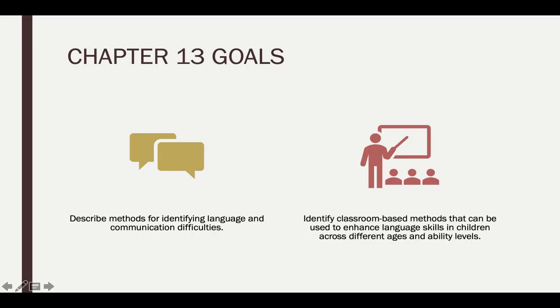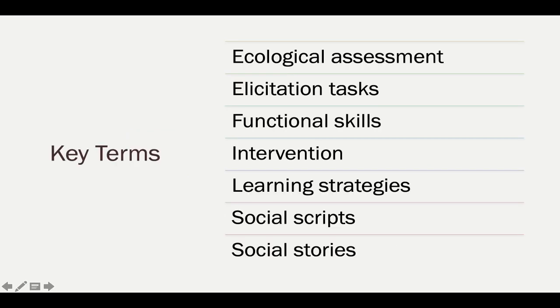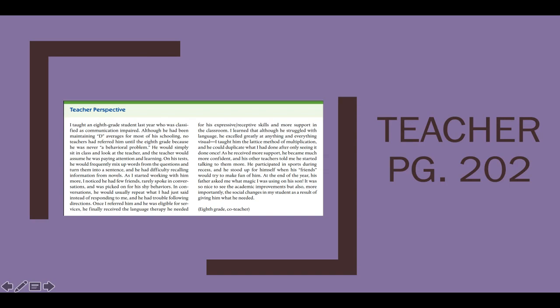So chapter 13, first, the goal is describing methods for identifying language and communication difficulties, and then identifying classroom-based methods that can be used, because that's where you're going to be, in the classroom. Your key terms are here to come back and refer to. You'll hear me turning my notes here. We're going to look first at a teacher perspective, and then next at a parent perspective.